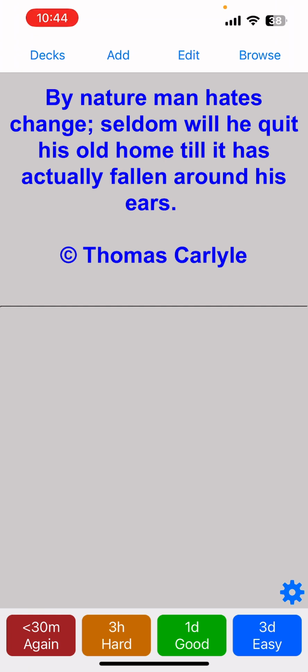Quote, by nature, man hates change. Seldom will quit his old home till it has actually fallen around his ears. Wow. Yeah.